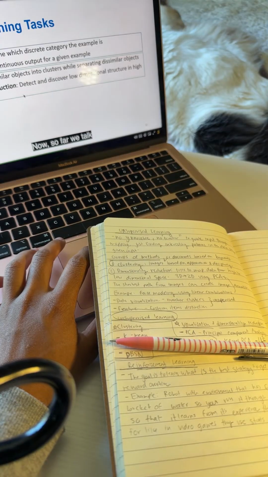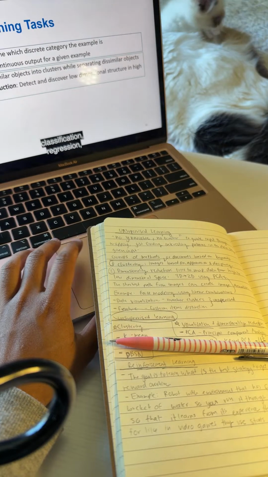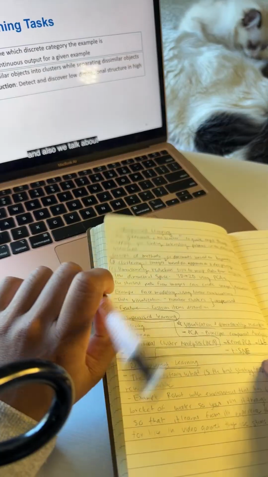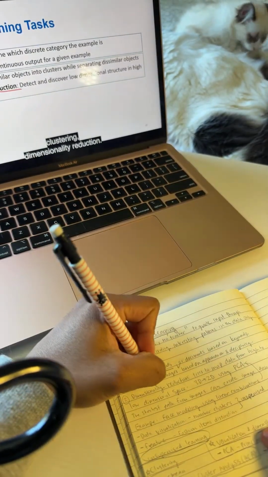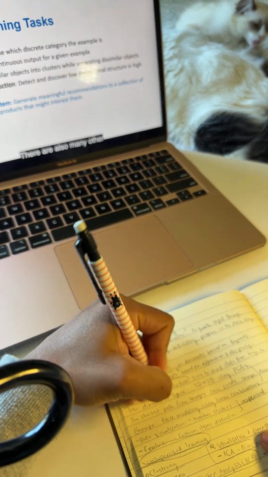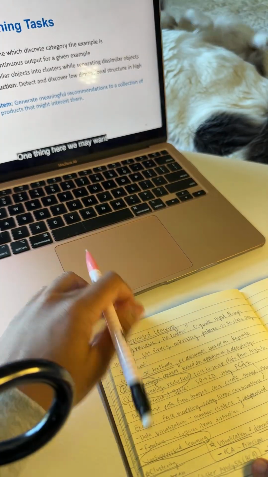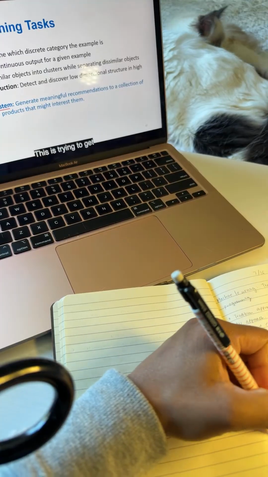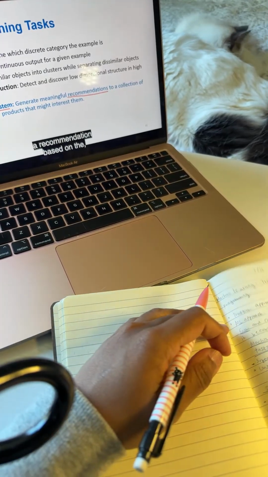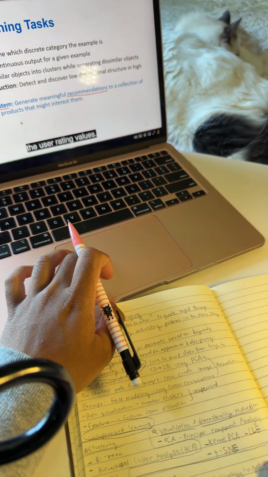So far we talked about supervised learning, the two different tasks: classification and regression, and also we talked about unsupervised learning tasks: clustering and dimensionality reduction. There are also many other different tasks in machine learning. One thing here we may want to mention is called the recommender system. So this is trying to get a recommendation based on a given collection of user rating values.